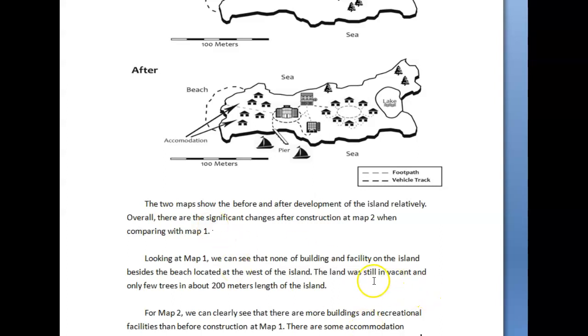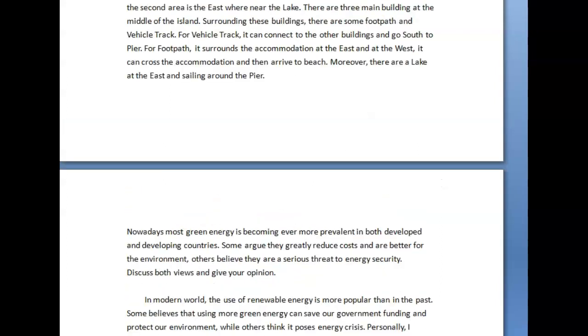The land was vacant, or still vacant, or not just still, the land was vacant and only a few trees. I don't understand that. A few trees may be scattered throughout the island, and then you can mention that there was a beach on the west end of the island. Okay, so that's how I would have done that. But I do like that you have an entire paragraph for this before picture. That's right, and that's exactly what you need to do.